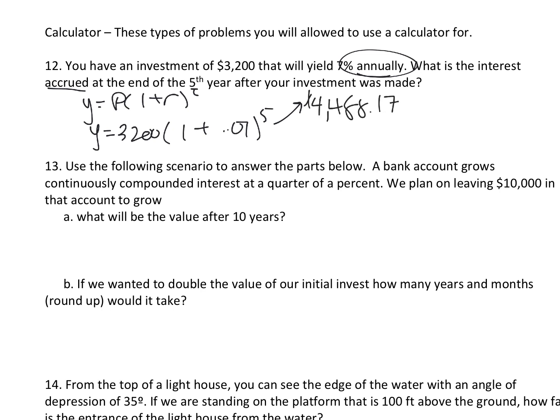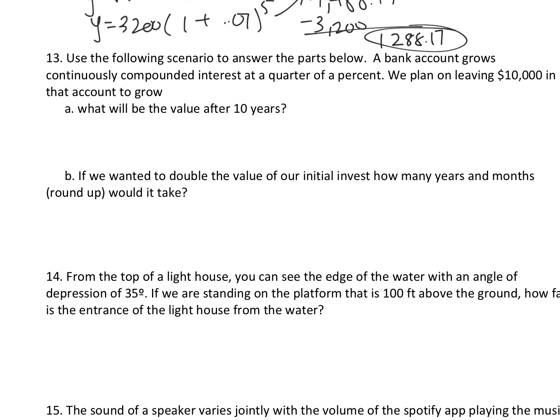This value gets me $4,488.17. Now, what's important to realize is that this would be the value of the investment, not the interest accrued. Interest accrued would be the difference between that value and my initial, so that would get me a total of $1,288.17.